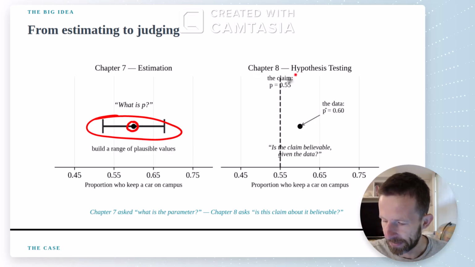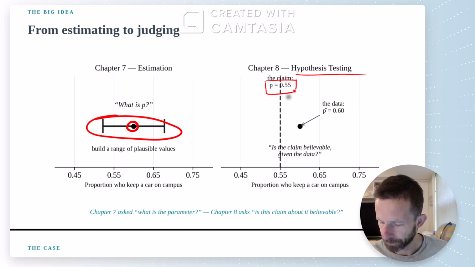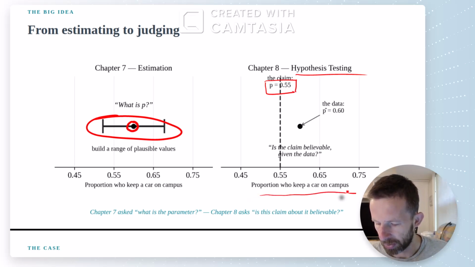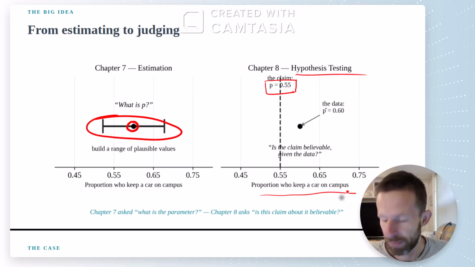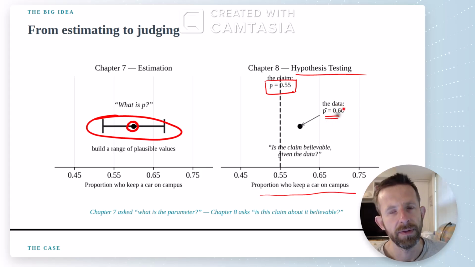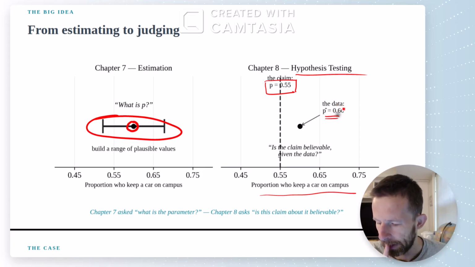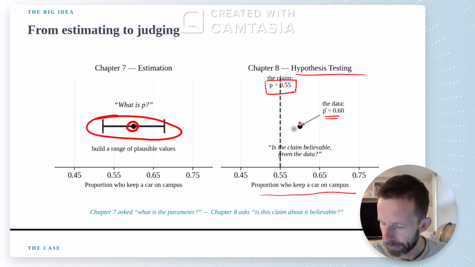Now, for hypothesis testing, we have a claim about a population. So, for example, the proportion of students who keep their car on campus. The claim is that it's 55%. But then we have data, and our sample has 60% of students who keep their car on campus. And the question is, given our sample statistic, is our claim still believable?